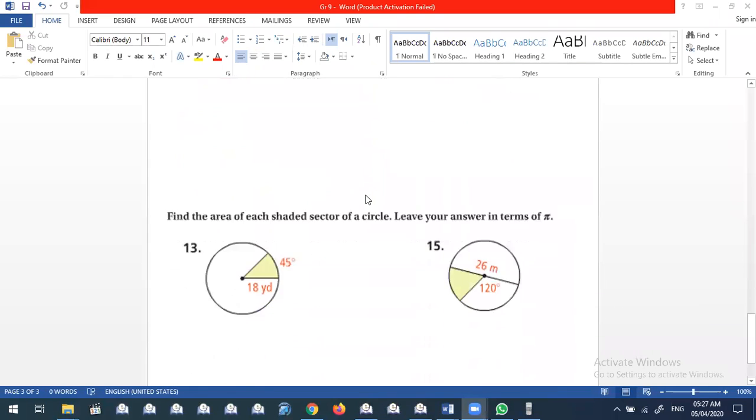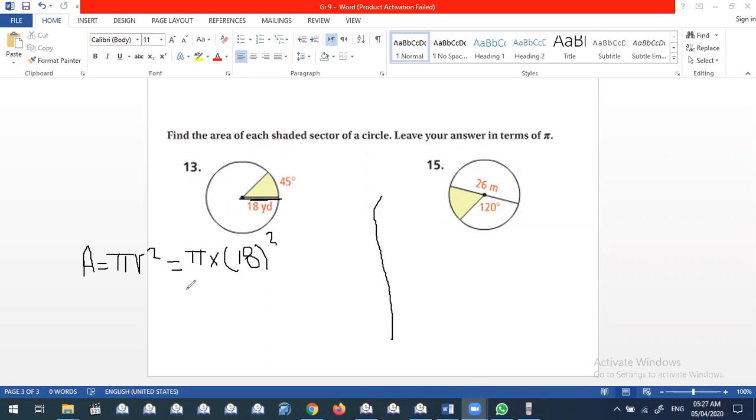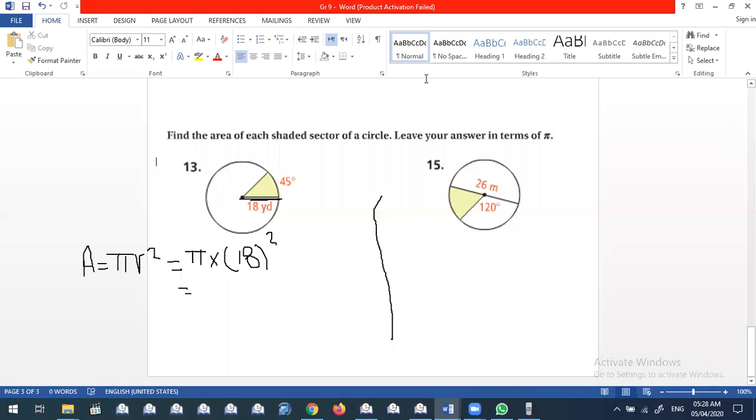Another exercise. Find the area of the shaded sector of the circle. Area of the sector equals the measure of the arc of this sector over 360 times the area of the circle. First, you need to find the area of the circle. Here we have the radius is 18. So I can find the area equals pi r squared. It will be pi times r, here 18 to the power of 2. Let's find 18 to the power of 2, 324. So the area of the circle is 324 pi square yards.